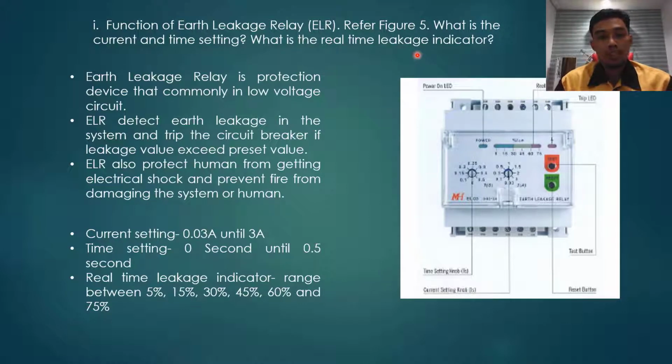The other function of the ELR is that it can protect humans from getting electrical shock, and it can also prevent fire from damaging the system and hurting humans. The current setting for this ELR is from 0.03 until 3 ampere. The time setting is from 0 second until 0.5 second. And the real time leakage indicator is in the range of 5%, 15%, 30%, 45%, 60%, and 75%.